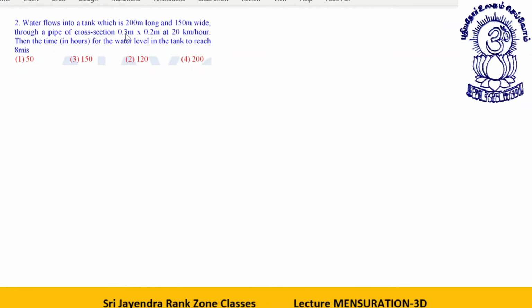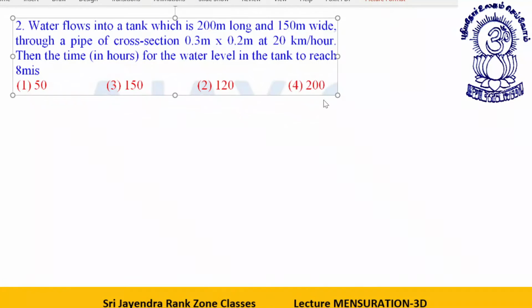Water flows into a tank. Let me increase the size. Water flows into a tank which is 200-meter long and 150-meter wide through a pipe of cross section 0.3 into 0.2 at 20 km per hour. Then the time for the water level in the tank to reach 8 meters is, see what the question is.